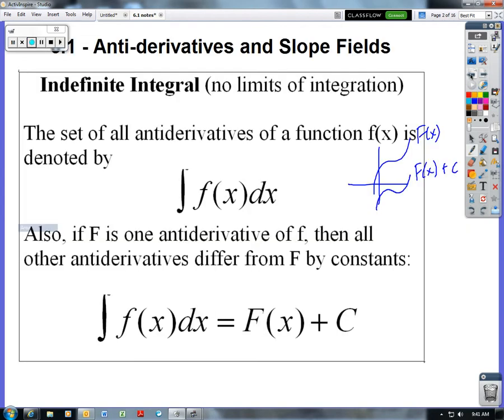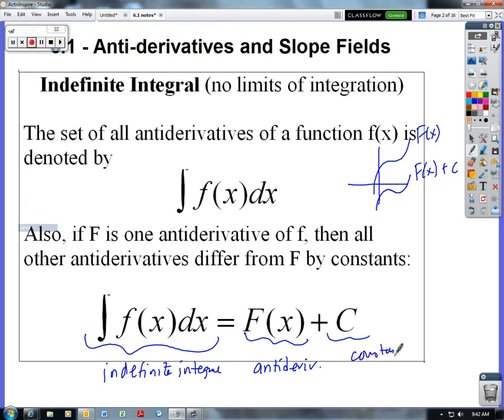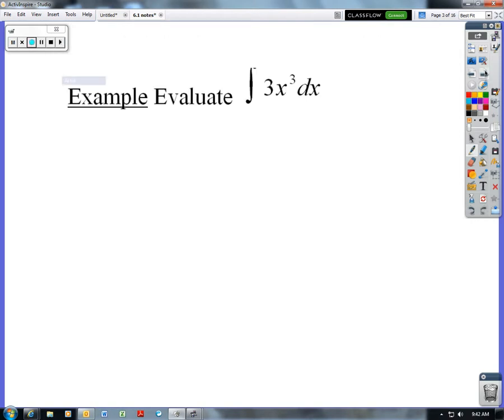Actually, I was going to go back because I'm just looking at my notes right here. So this whole thing is the indefinite integral. This is the antiderivative. And then this, of course, is the constant. And then this whole thing is the indefinite integral, all of the possible translations of it.